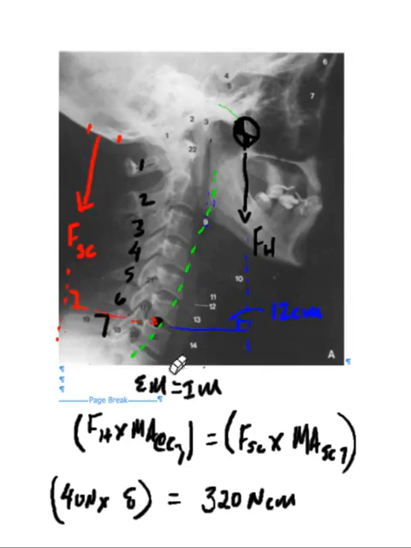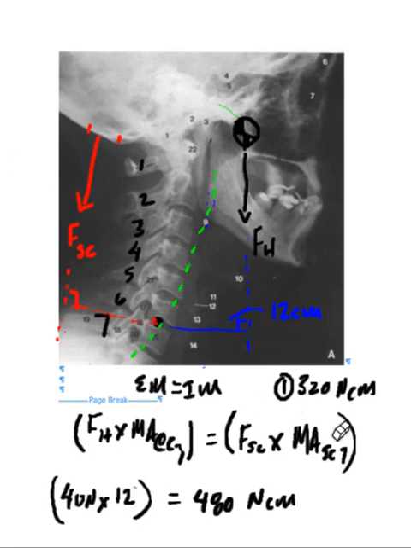So let's go ahead and erase this one. Remember that we got 320 on the first run, newton-centimeters, so it's normal posture. And now we just have to change this number here to 12. Okay, and now our new calculation is 480 newton-centimeters. So basically, what we can do now is think about what's the difference in the load from a seated posture to a forward head posture.